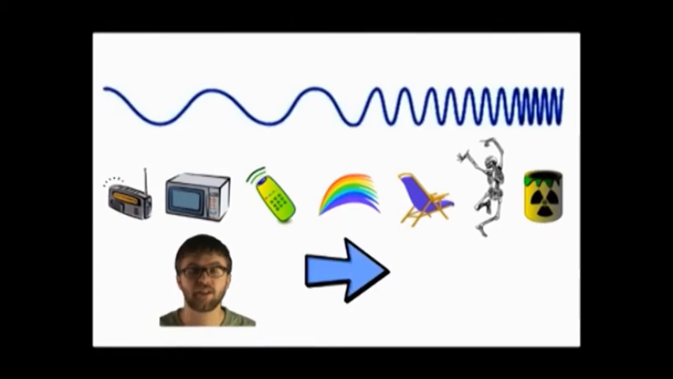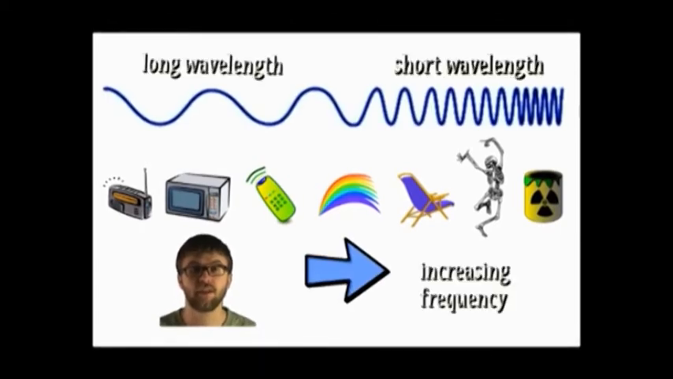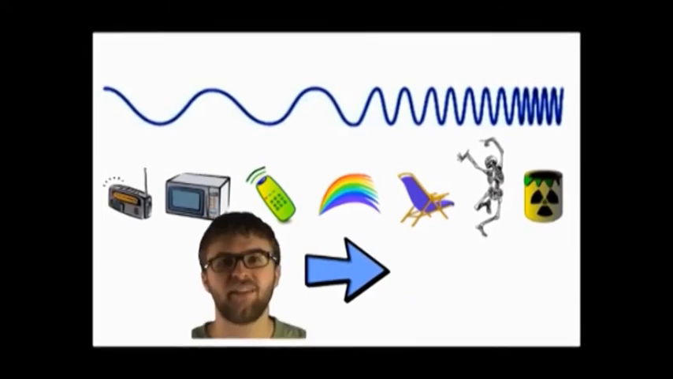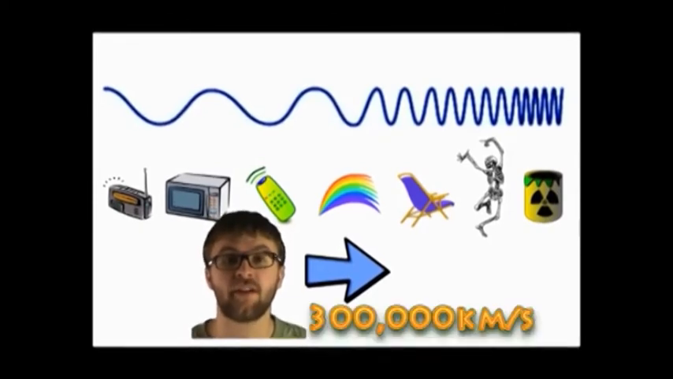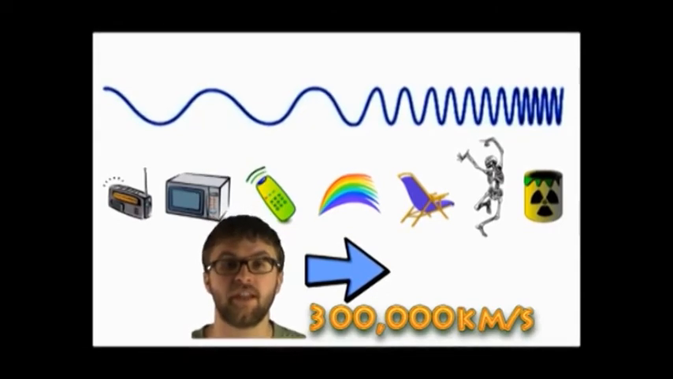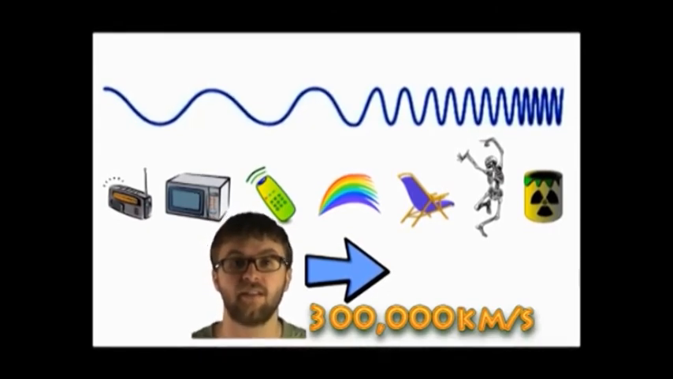The order they're placed in here is extremely important, as they're arranged in order of increasing frequency, all the way up to gamma rays with the shortest wavelength. Despite their differences, these different forms of radiation are grouped together in the electromagnetic spectrum, and they all share the same finite speed in a vacuum, such as space, of 300,000 kilometers a second.